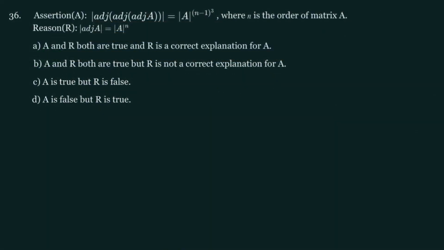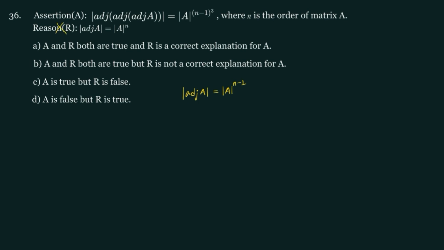Question number 36. The assertion is determinant of adjoint of adjoint of adjoint of A equals determinant of A to the power (n minus 1) whole cube, where n is the order of matrix A. And the reason is determinant of adjoint of A equals determinant of A to the power n, which is clearly wrong here, because the true statement is determinant of adjoint of A equals determinant of A to the power n minus 1. So here the reason is false.